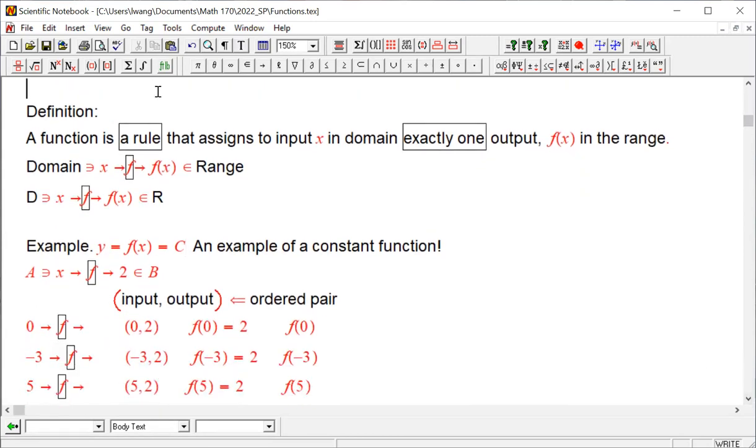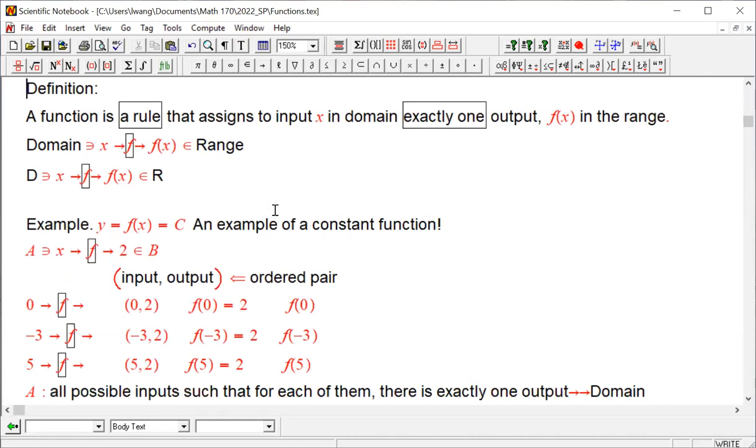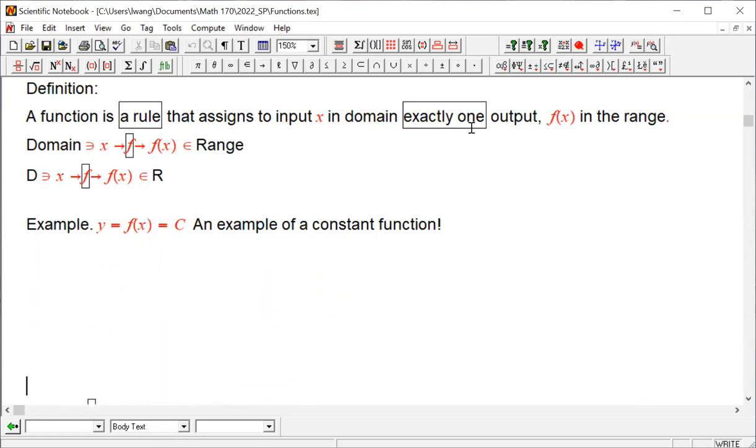And if necessary, pause the lecture and listen to it all over again. So first of all, the constant function. Okay, so I did some preparation before this recording.